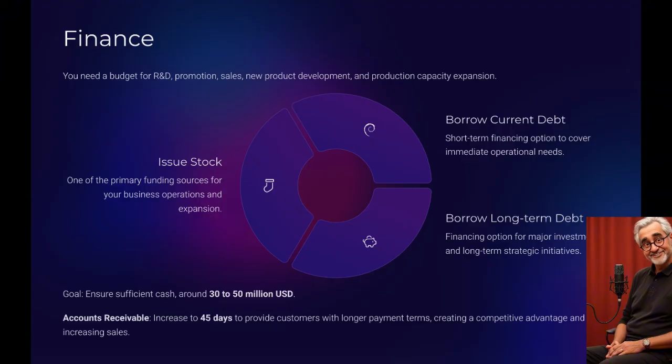Funding sources: 2 to 3 sources: issue stock, borrow current debt, borrow long-term debt. Goal: ensure sufficient cash, around 30 to 50 million US dollars. Accounts receivable: increase to 45 days to provide customers with longer payment terms, creating a competitive advantage and increasing sales.